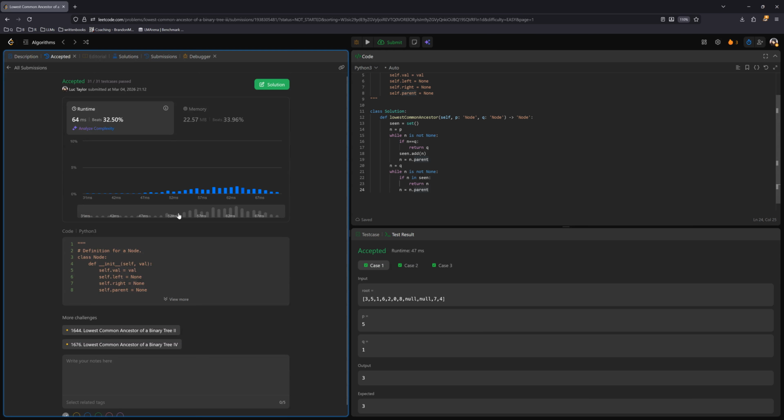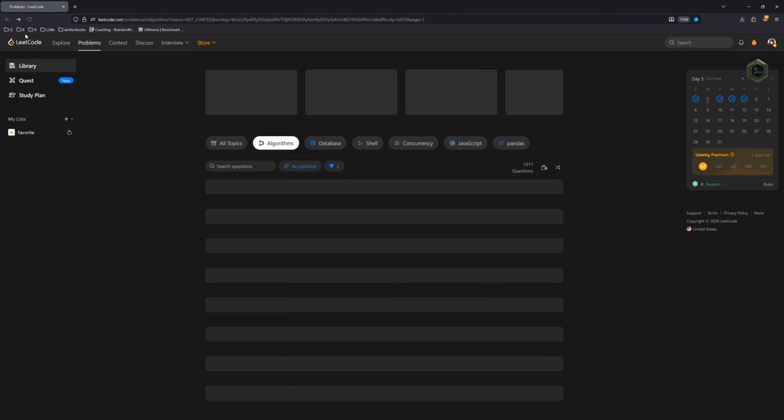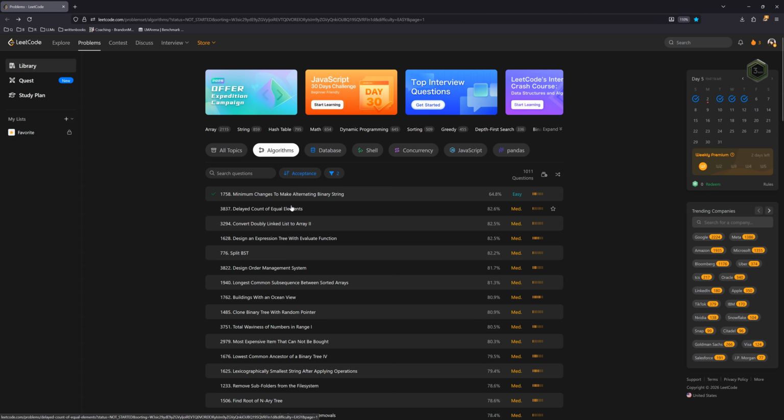Okay, that was easier than I expected. Even though I had never heard of a lowest common ancestor, not hard to figure out.